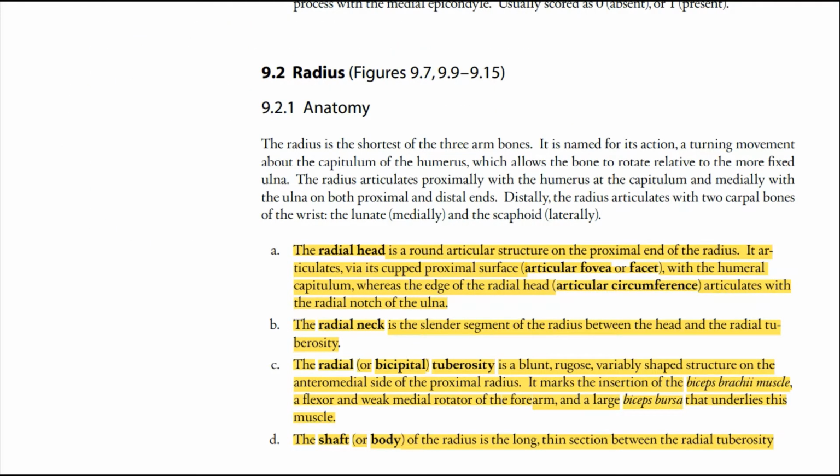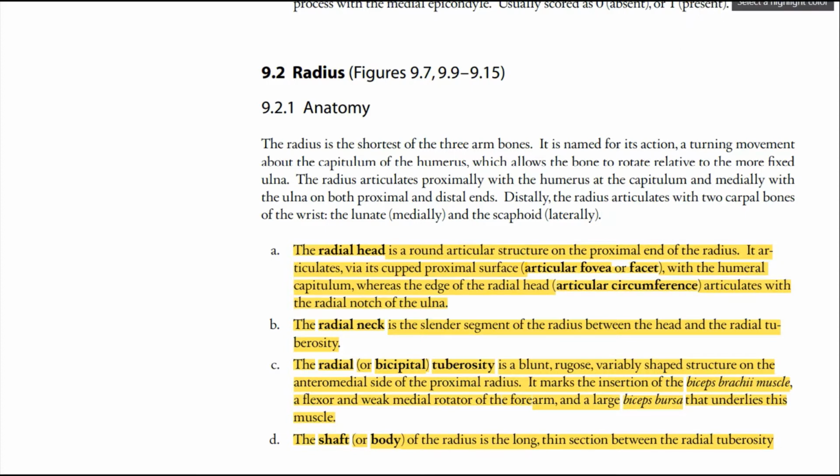Radius is identified as the shortest bone out of the three bones of your arms: the humerus, ulna, and the radius. So it is the shortest of all three, and the nomenclature basically is because there is a turning movement about the capitulum of the humerus, which allows the bone to rotate relative to the more fixed ulna.